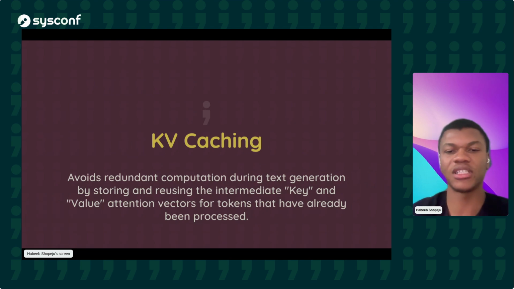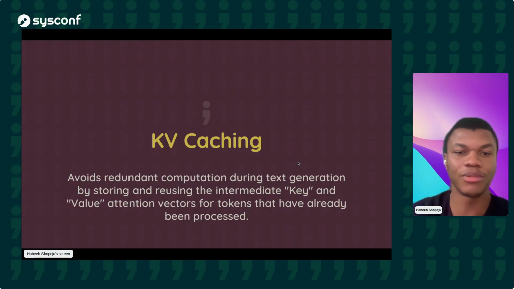KV caching basically fixes the problem of, if we need to calculate attention for every new token, and it has to be done on all the tokens that have come before, can we simply cache that? Hence, it avoids redundant computation during text generation by storing and reusing the intermediate key and value attention vectors for tokens that have already been processed. The words key and value attention vectors do not need to be fully understood for the rest of the conversation. It's just machine learning jargon, to be precise.